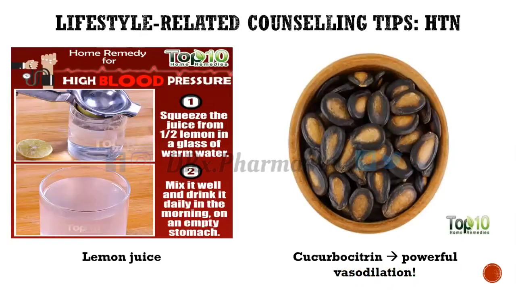Some lifestyle related counseling tips for hypertension. It is lemon juice. Lemon juice is a very powerful vasodilator, and definitely if you're taking it with honey or a little bit of sugar, then definitely it's a very good drink also, especially in the summer seasons. So you can take it on an empty stomach. It's excellent. Cucurbitacin is also a very powerful vasodilator. So this also is very good for reducing your blood pressure. So that is good.